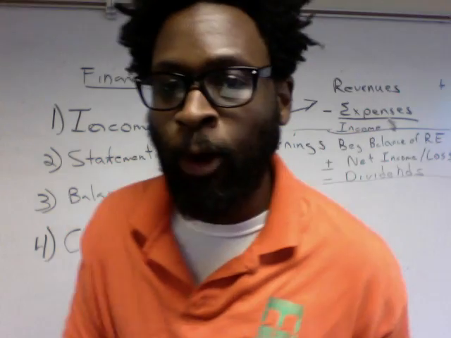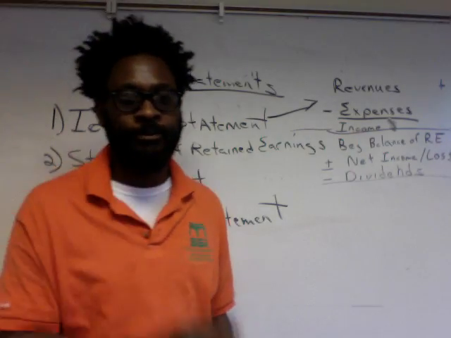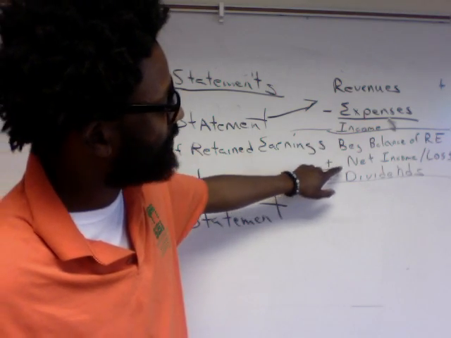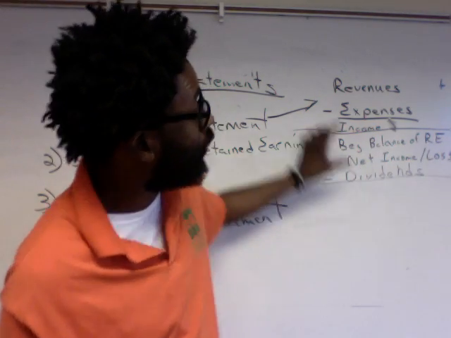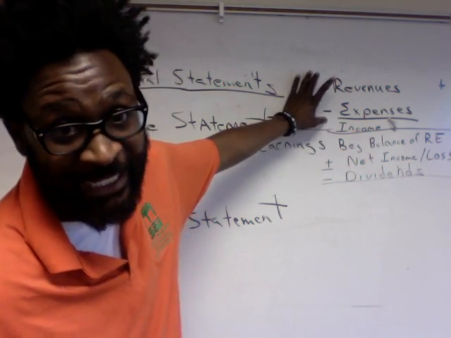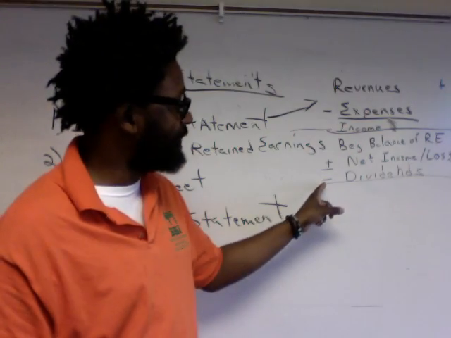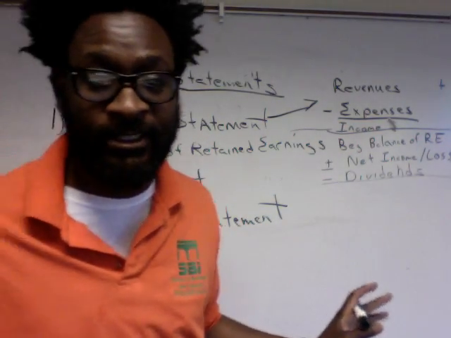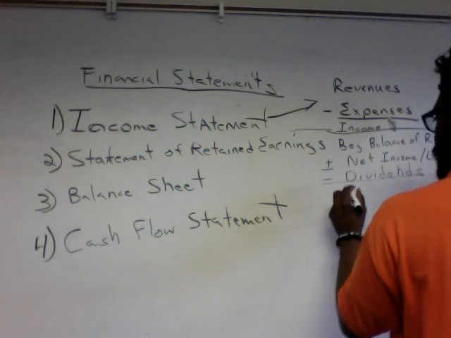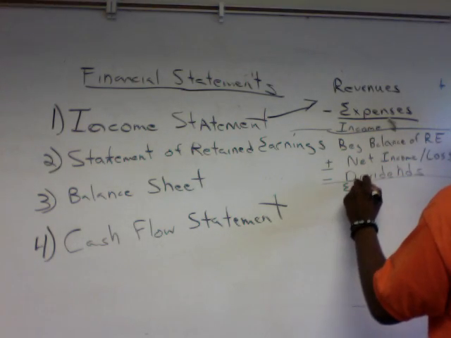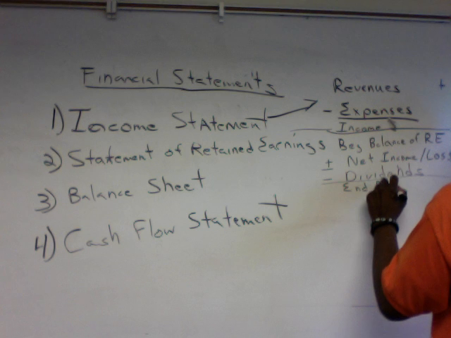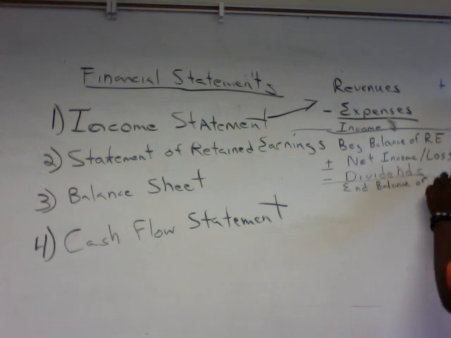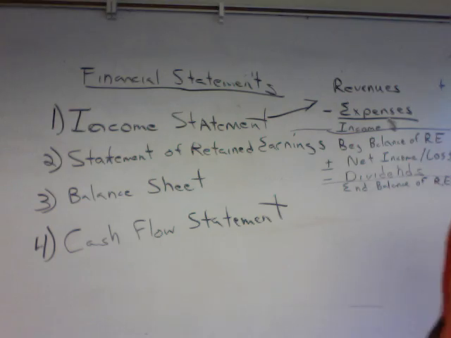So that will be the only other part of your statement of retained earnings. Your beginning balance, you're going to add or subtract your net income or loss, depending on what you calculated in your income statement. And you have to not forget to subtract your what? Dividends. That's all it is. That's going to give you your ending balance of retained earnings. Okay?